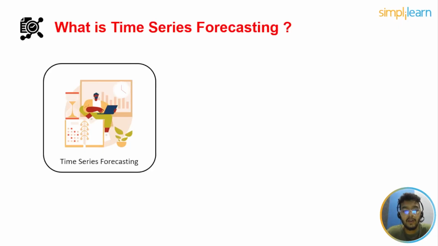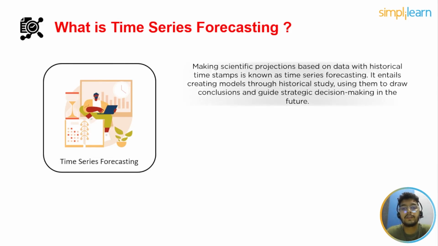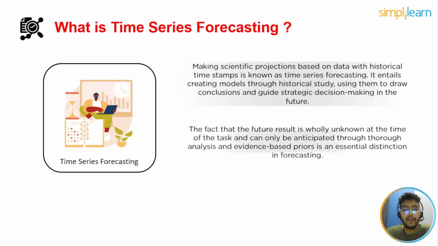What is time series forecasting? Making scientific projections based on data with historical timestamps is known as time series forecasting. It entails creating models through historical study, using them to draw conclusions and guide strategic decision making in the future. The fact that the future result is wholly unknown at the time of the task and can only be anticipated through analysis and evidence-based priors is an essential distinction in forecasting.